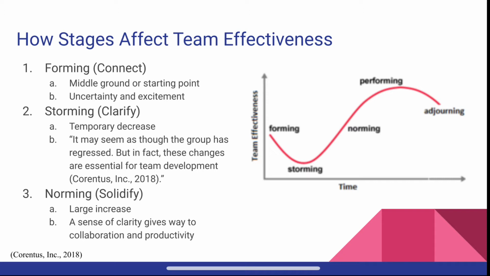Stage 3 begins a large increase of effectiveness, united by a clear and common purpose and goals. Members feel a shared sense of belonging and increasing levels of trust and interdependence. This allows for more team collaboration and therefore more effective teams.